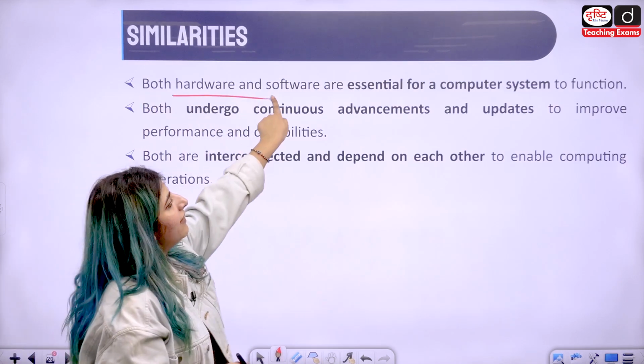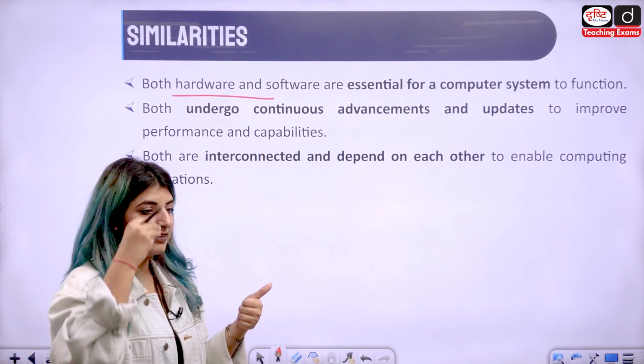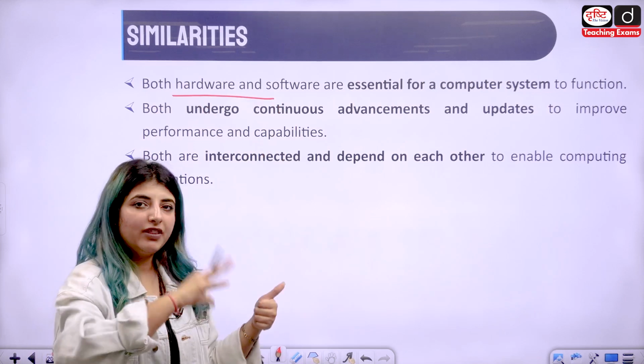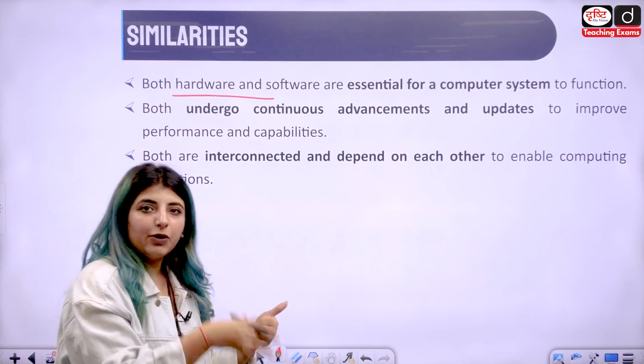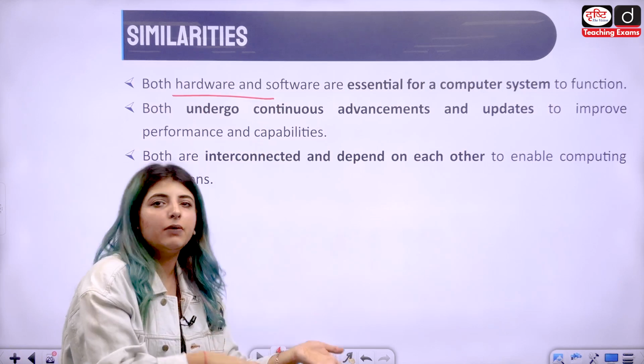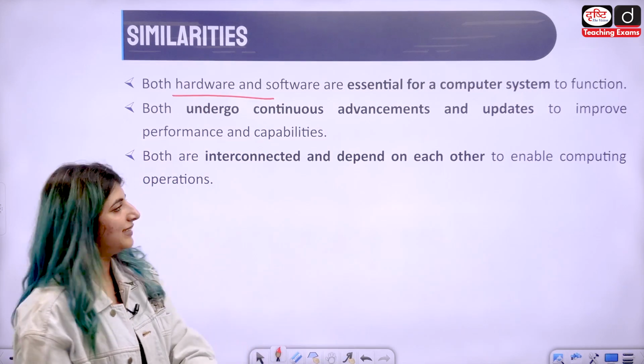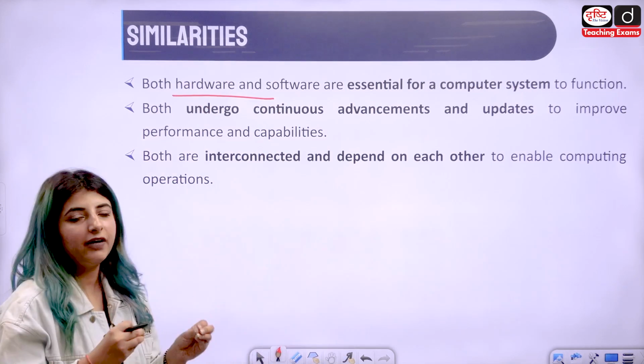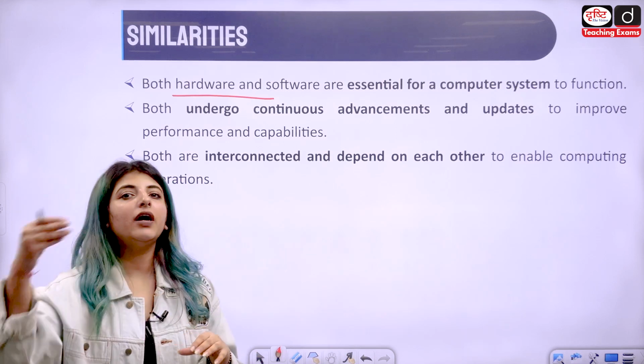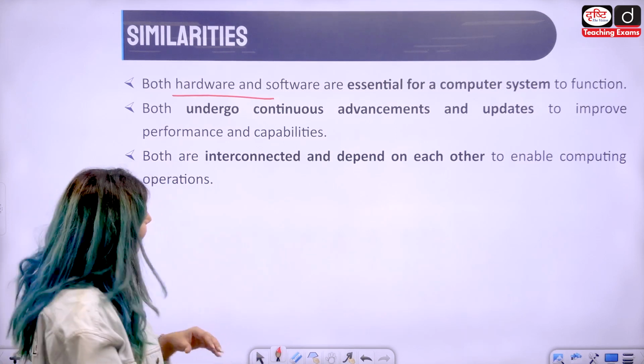So both hardware and software, they both are essential because the computer needs to work. Without an application, the hardware will be of no use, and without hardware, there will be no application which will be existing. So vice versa, they both are required for a computer system to work in the maximum optimization level.